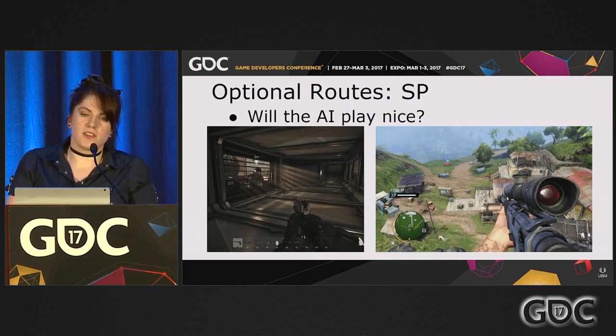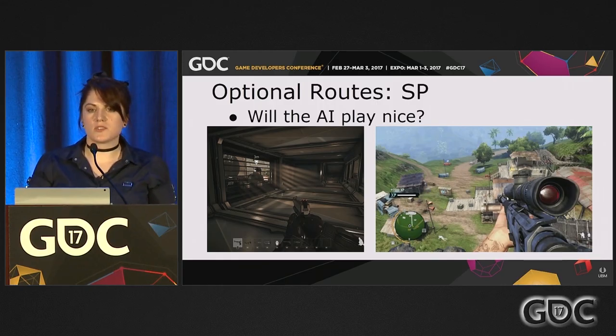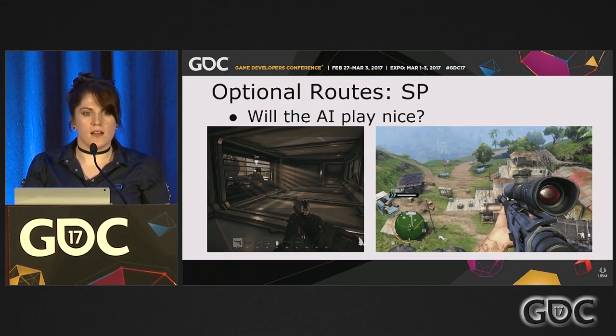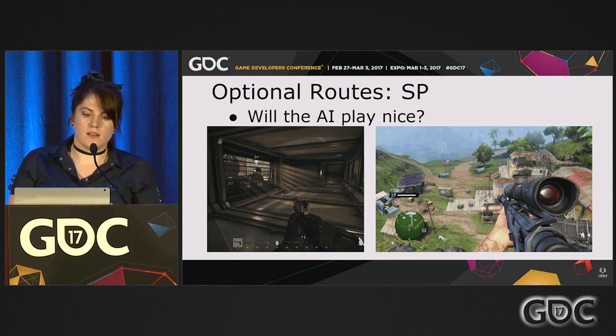Another thing that you have to consider when designing a single player level is, will the AI play nice if you add different types of ways of interacting with the levels? So it's great to, in single player and multiplayer, to design spaces that support multiple play styles. Maybe you want to design for stealth players, or you want to design for run and gun, just go and shoot everyone action folks or sniping. But you have to think about, will the AI play nice with that?